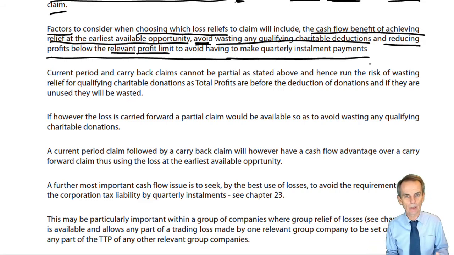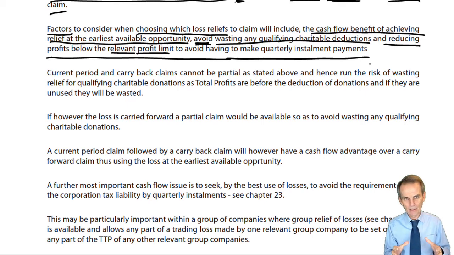So we've got the objectives. We want to get the greatest cash flow benefit out of the use of our losses, and that means using them sooner rather than later. It also means, if we can possibly do so, bringing profits down below the profit limit. Remember, for a single company with a 12-month accounting period, the profit limit was 1.5 million. That, of course, was reduced in situations of a short accounting period or where there was a group of companies, related 51% group companies, as we call them, where they existed.